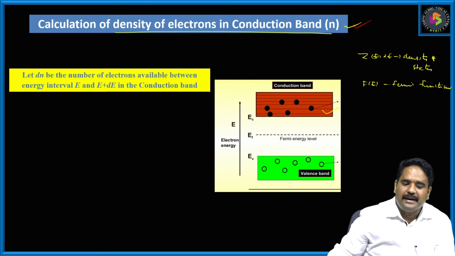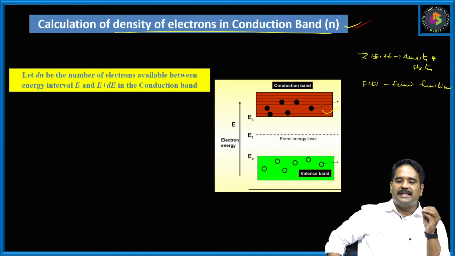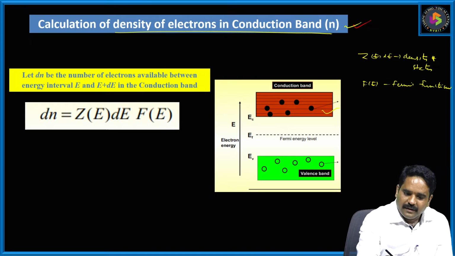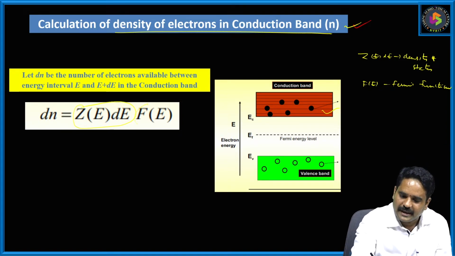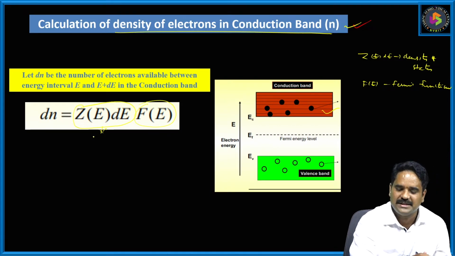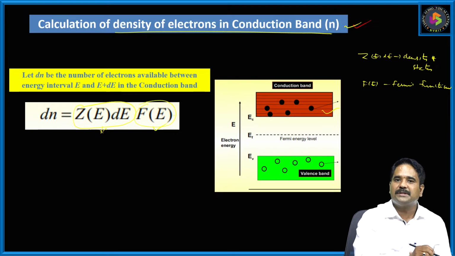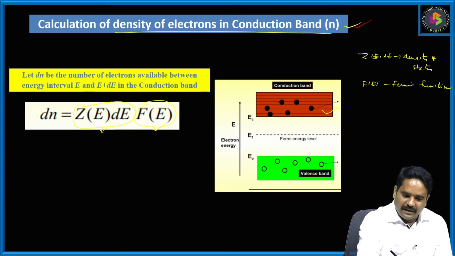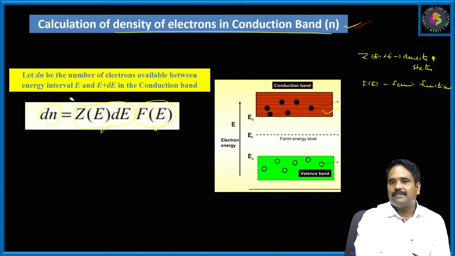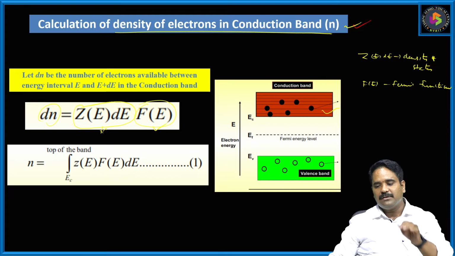For this, let dn be the number of electrons available in the energy interval E and E plus dE in the conduction band. Then dn is equal to Z of E into dE into f of E. This Z of E into dE is the density of states, and f of E is the Fermi-Dirac distribution function. Means we are multiplying the total number of available energy states with the probability of electrons occupation, then it gives dn in the energy interval E and E plus dE only. But we need n. We have to derive the expression for n. Means we have to integrate this function from EC to infinity.